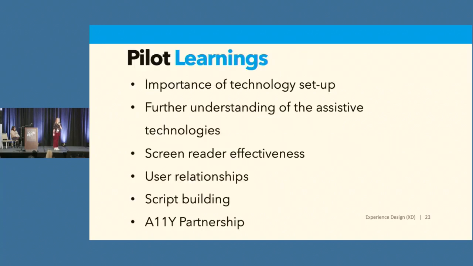So what did we learn? We learned a lot. The first thing we learned was the importance of technology setup. This was one area where our A11Y partners could really help us, because they understand all the different types of assistive technology. They can help us run through setup and make sure that there are no issues that we're going to run into with the test. Of course, they can also help us understand known issues, especially with screen readers, that might get somebody hung up, so that they can help us when we need to interject.